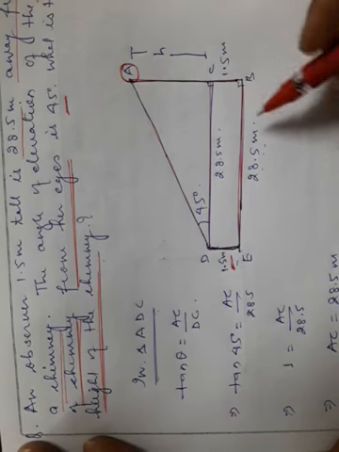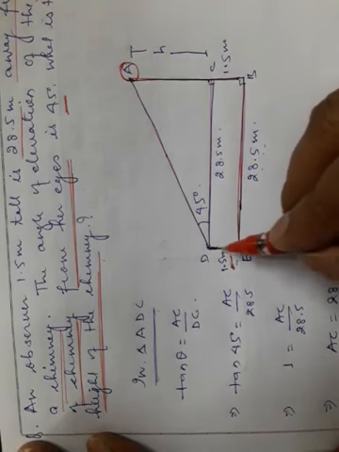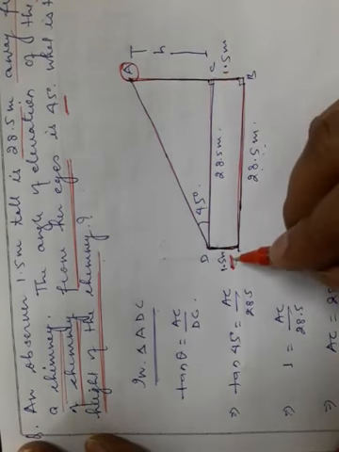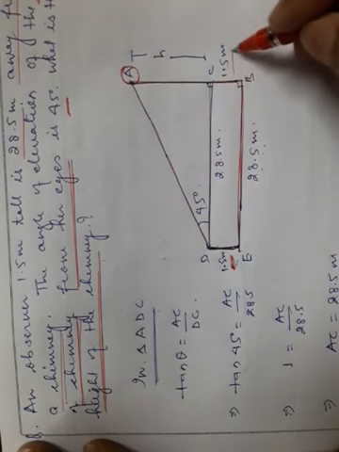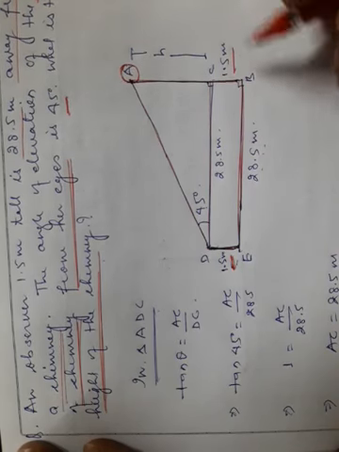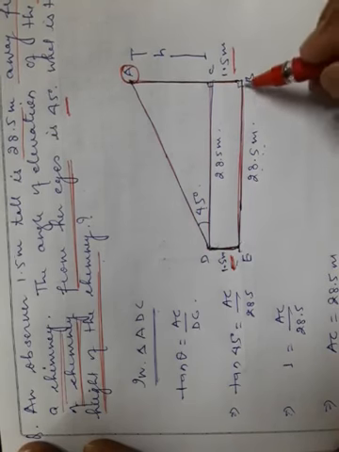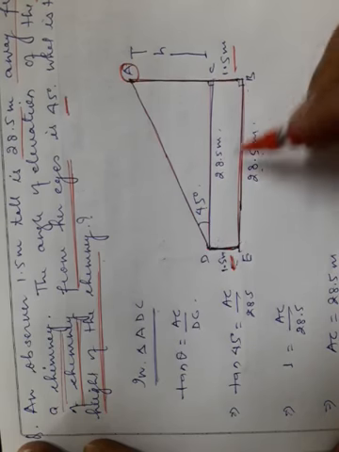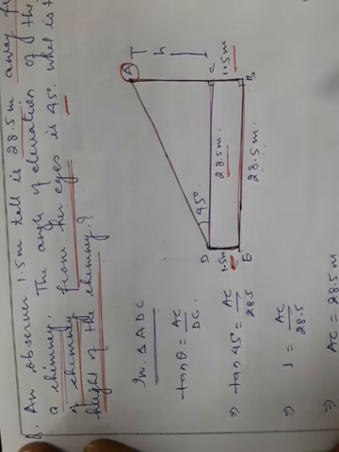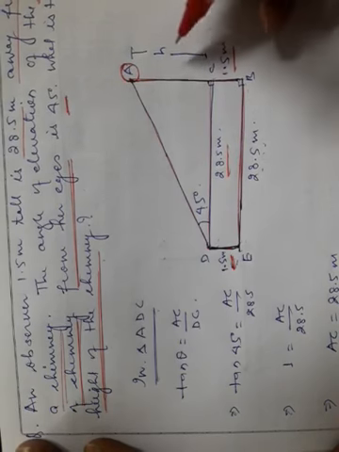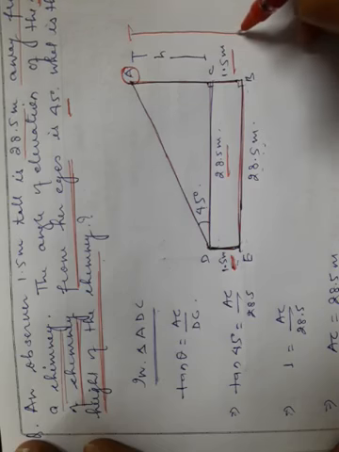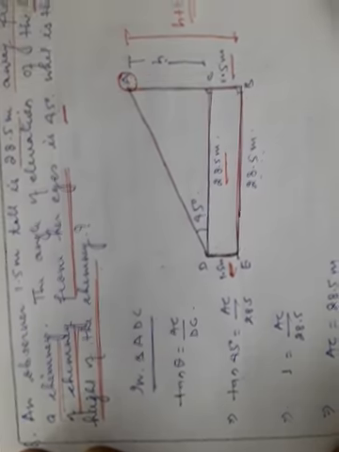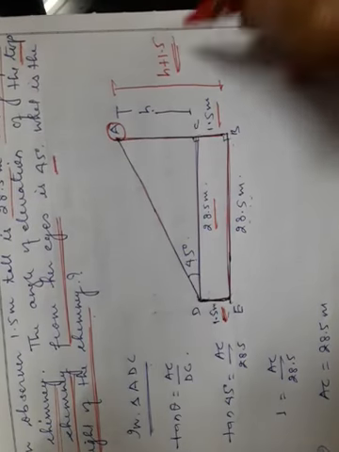Children, you see here, first of all, DE is parallel to CB. DE is 1.5, so CB is also 1.5. And EB is 28.5, and DC is parallel to it and equal, so this length is also 28.5. We have to calculate the height of the chimney, that is AB. It means h plus 1.5. This is the answer for the height of the chimney.